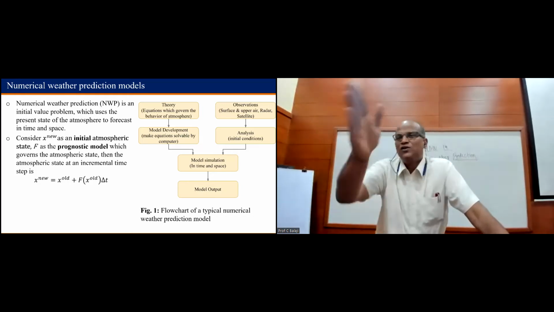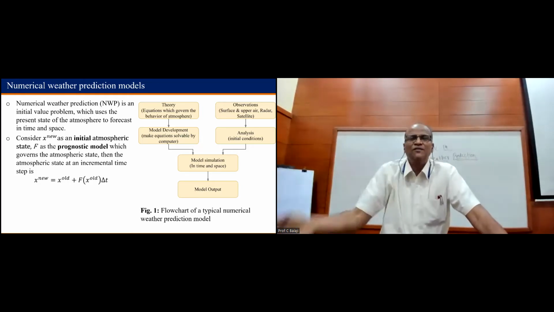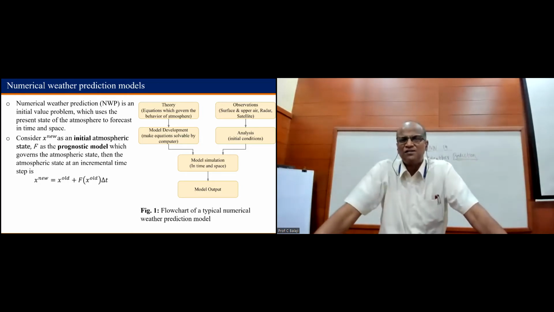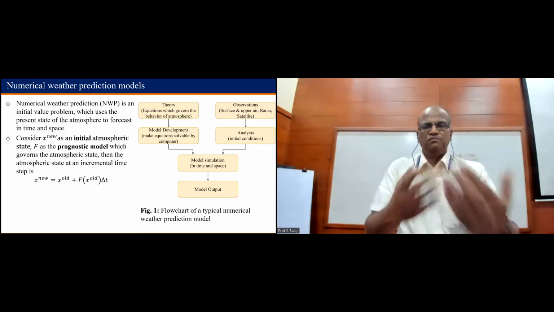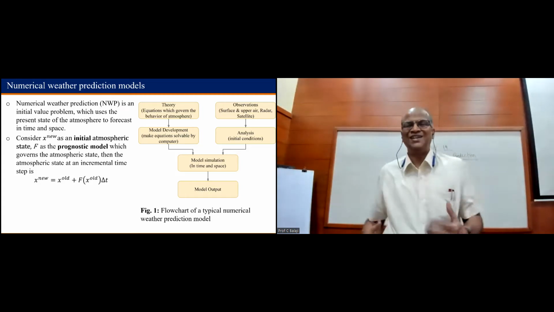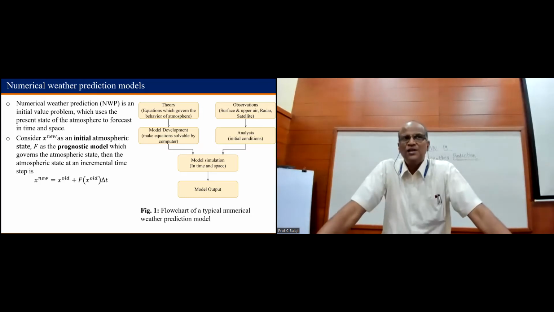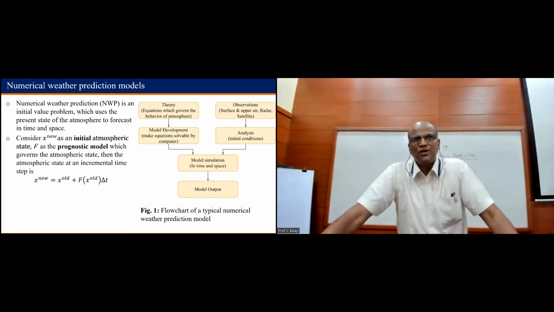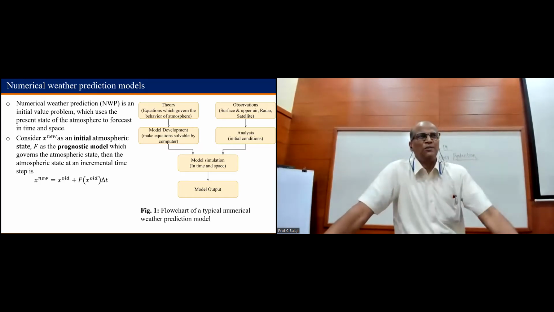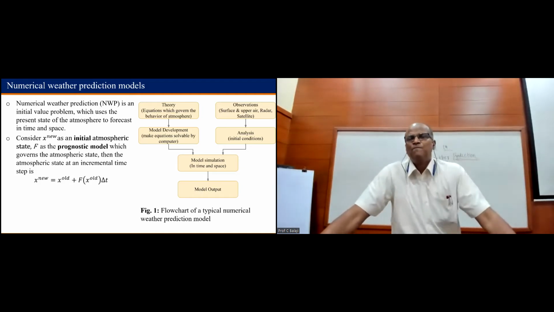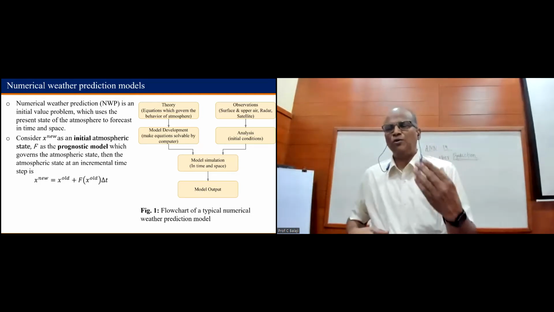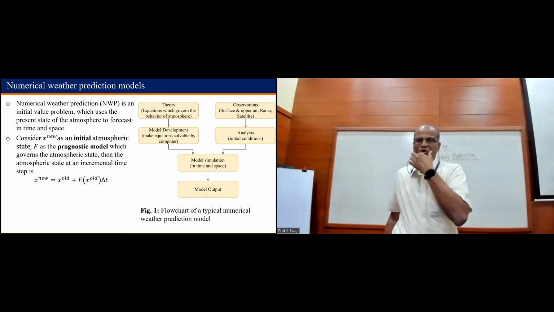Let's get back to this. So that's on the rightmost side of the view graph. Then theory: you have the governing equations which govern the behavior of the atmosphere. Based on this, you do what is called model development, which means you make the equations solvable by computer. You code, you use whatever method you want, spectral method or finite difference, finite volume, whatever. Then in the model simulation, you're able to predict in both time and space, and you get the model output.